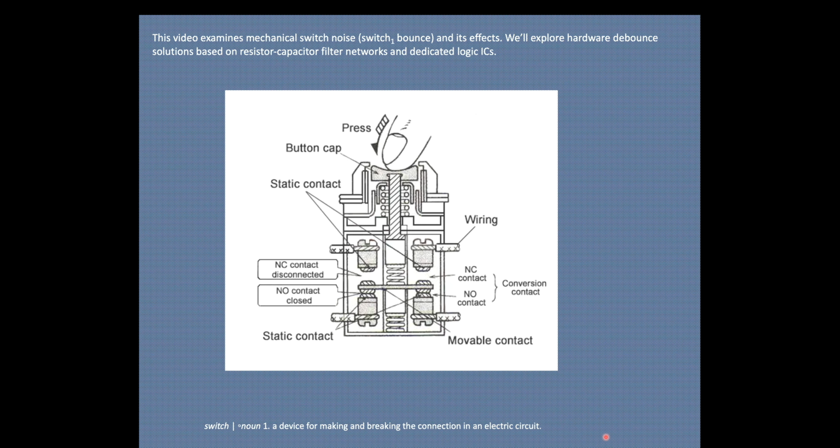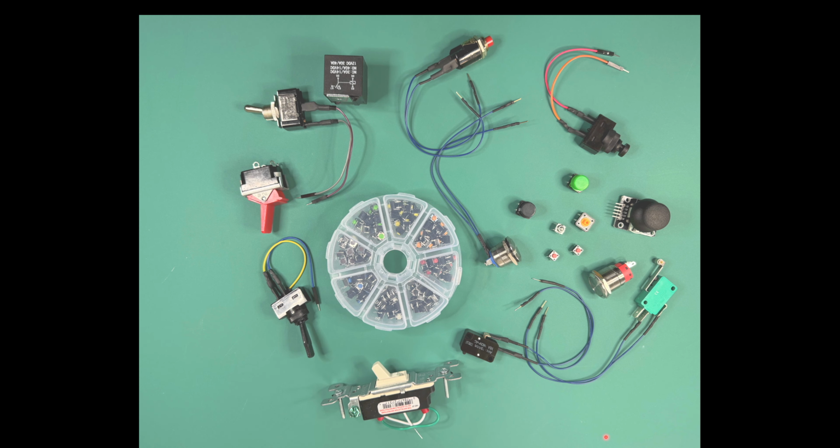This video examines mechanical switch noise, switch bounce, and its effects. We'll explore hardware debouncing solutions based on resistor-capacitor filter networks and dedicated logic ICs. These are some of the switches that we tested and looked at.